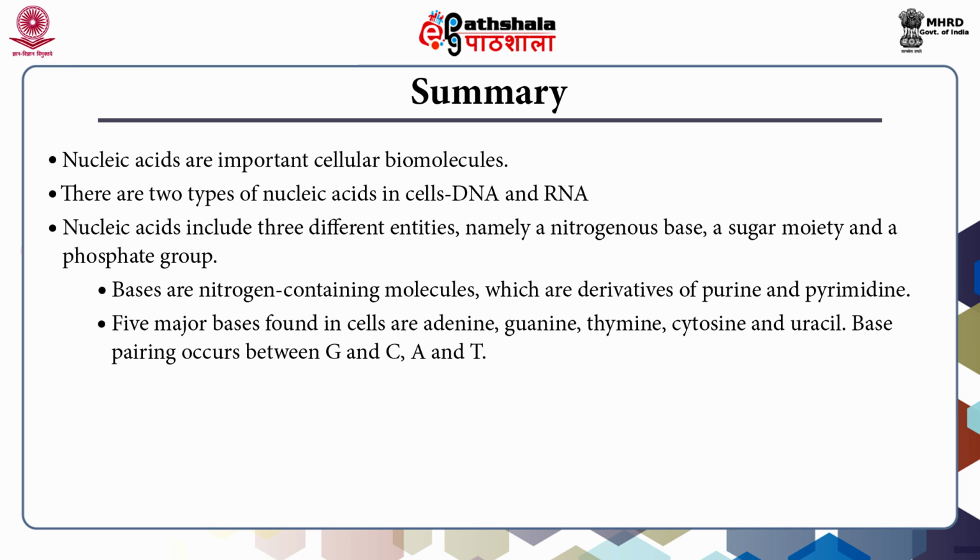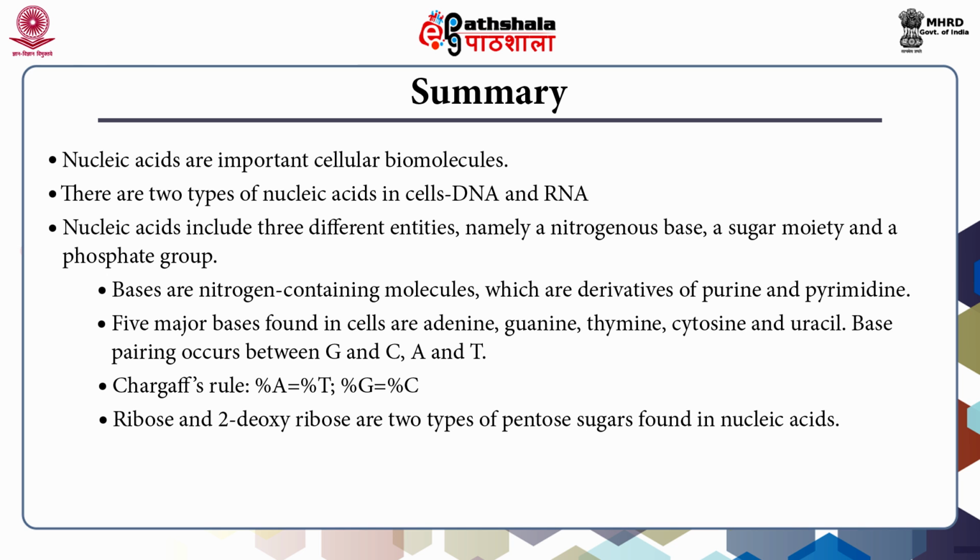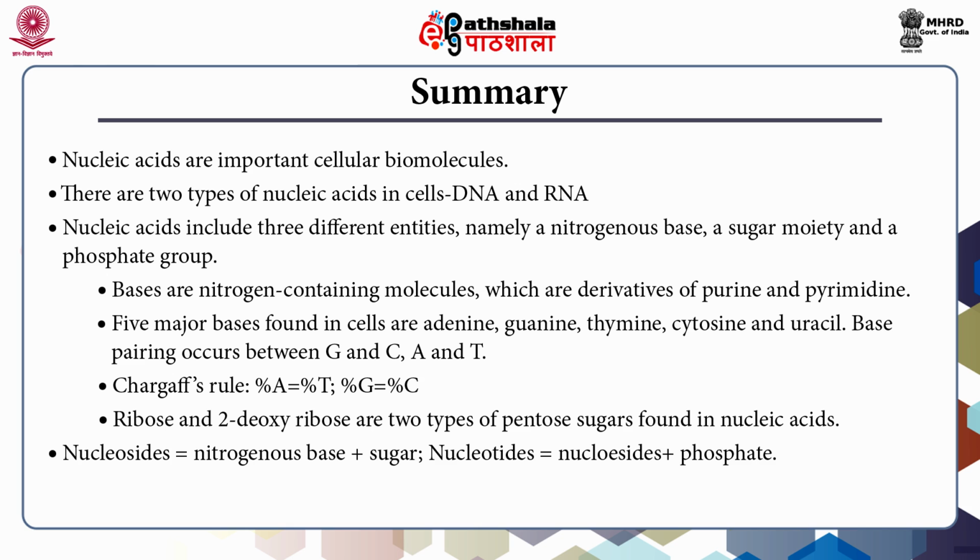Five major bases found in the cells are adenine, guanine, thymine, cytosine and uracil. Base pairing occurs between G and C and A and T. So, the Chargaff's rule says %A will be equal to %T, whereas %G will be equal to %C. Ribose and deoxyribose are two types of pentose sugars found in nucleic acid. Nucleosides are nitrogenous bases plus sugar, whereas nucleotides are nucleosides plus phosphate.